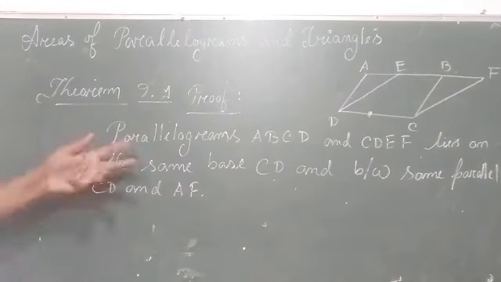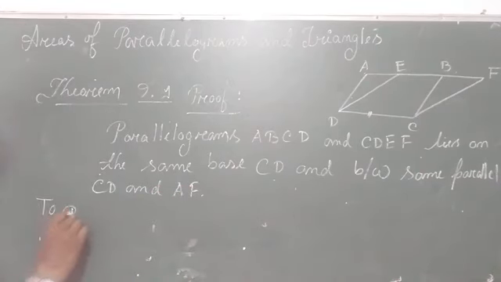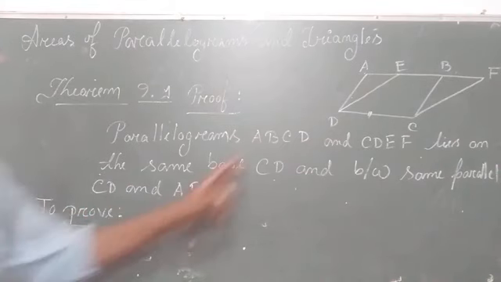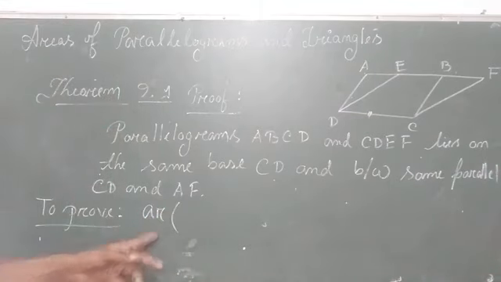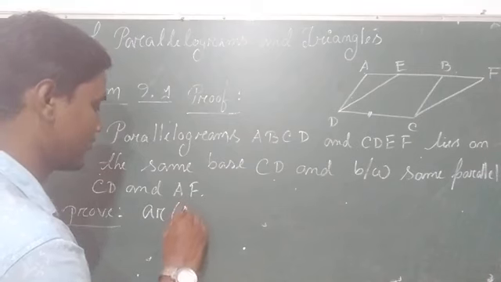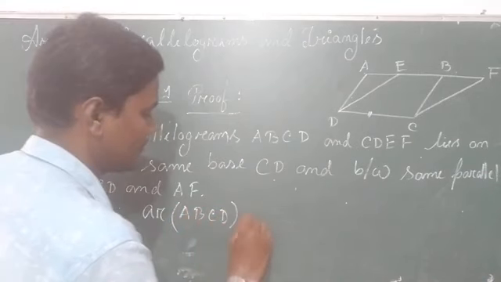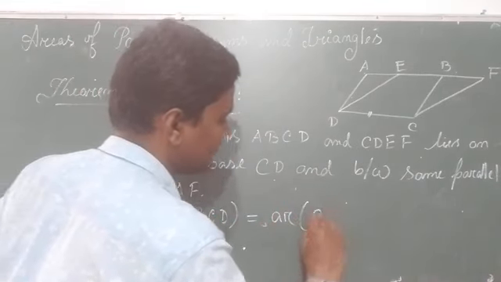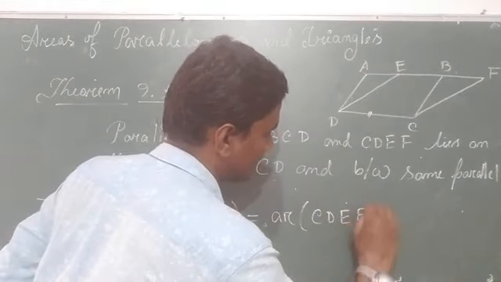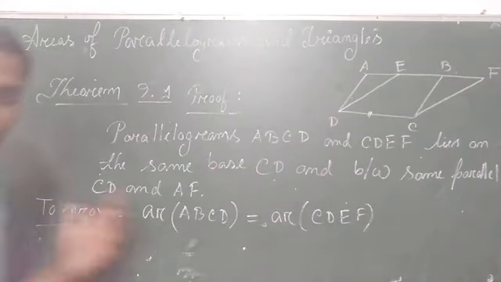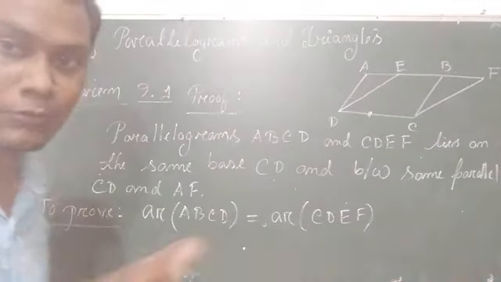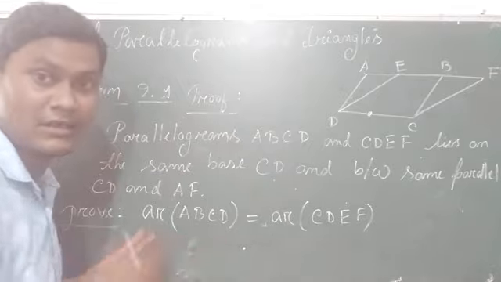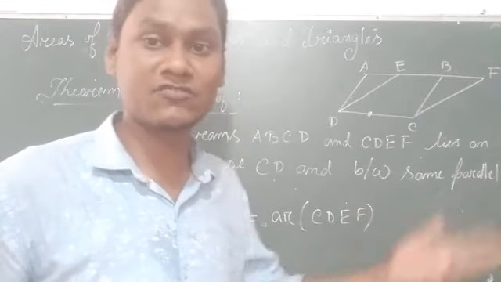CD and F. To prove. So what to prove? We have to prove area. So in place of area, I will write AR. AR means area. Area of ABCD is equal to area of CDEF. So these are the two equal areas. That means parallelograms on the same base and between the same parallels are equal in area. That is what we are supposed to prove. So in this case, area of ABCD is equal to area of CDEF. That's what we need to prove.